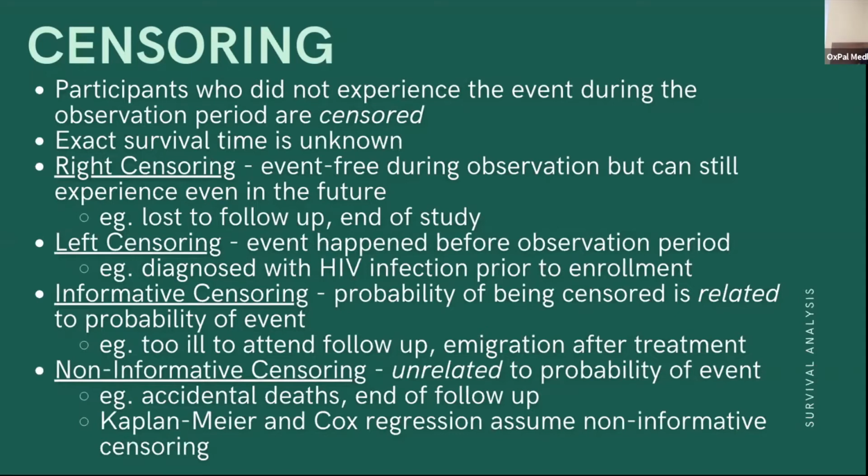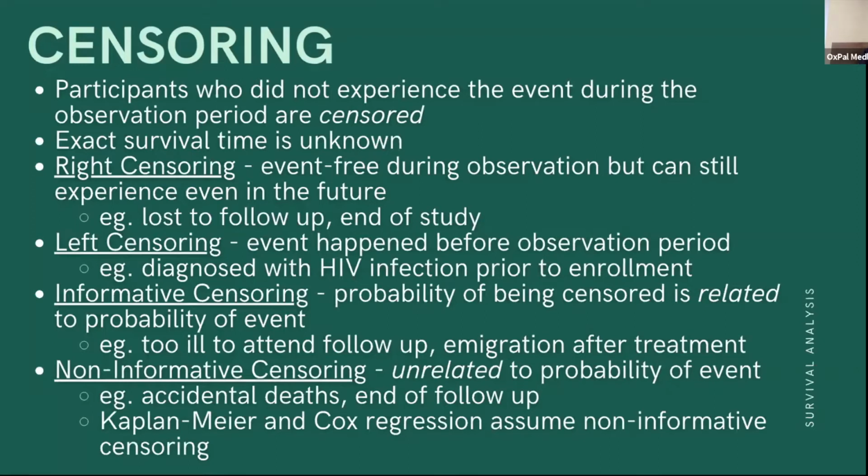And it's important because non-informative censoring is an assumption. So when we have censoring in Kaplan-Meier and Cox regression, the assumption is the probability of being censored is not related to the probability of event. That is non-informative censoring. So what I want you to get from this is the assumption of the analysis that we will be looking into closer later is non-informative censoring. Okay, and the examples are accidental deaths and end of follow-up. Those are the most common.